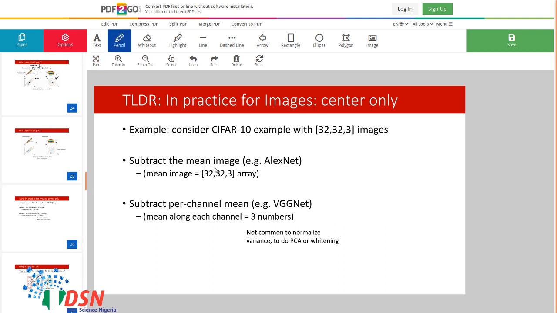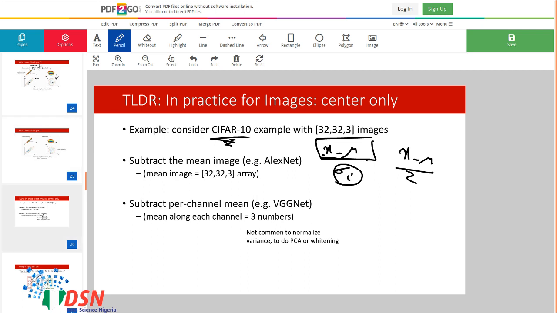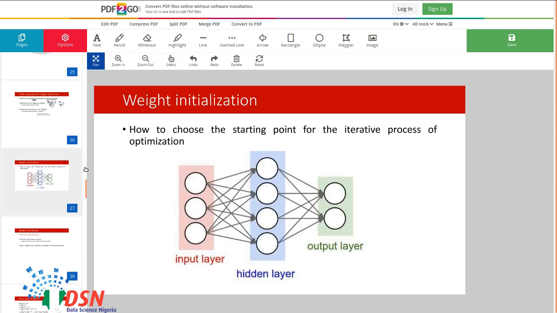But in practice, especially in images, CIFAR-10 is a data set for image recognition and object recognition. So for normalizing this kind of data set, we actually don't divide the data by the variance or by the standard deviation. We just remove the mean. So we just do this transformation. And that's all about data preprocessing.